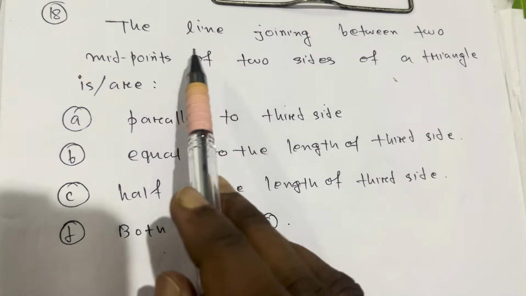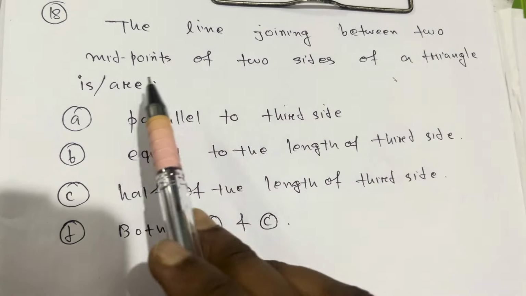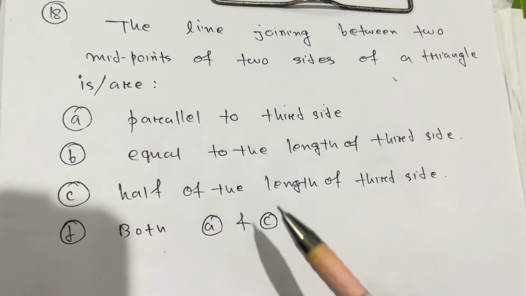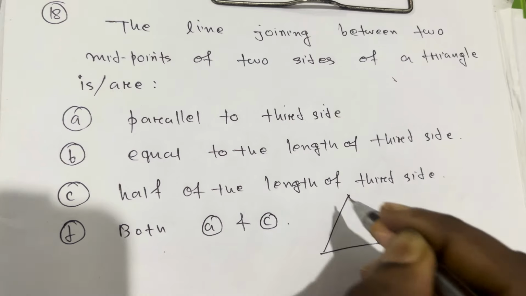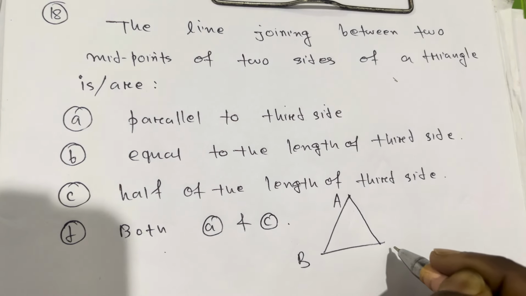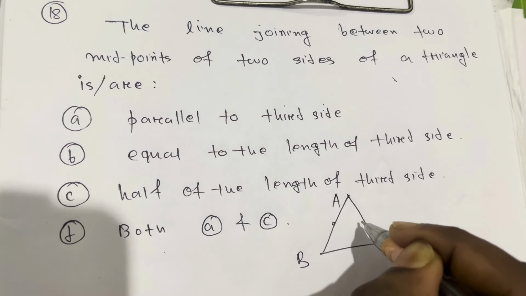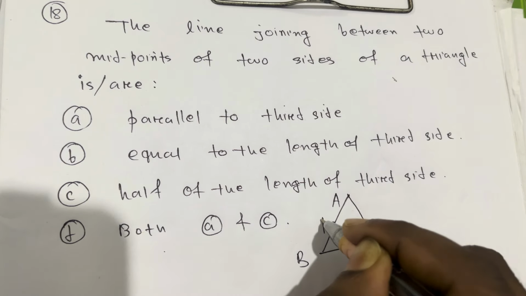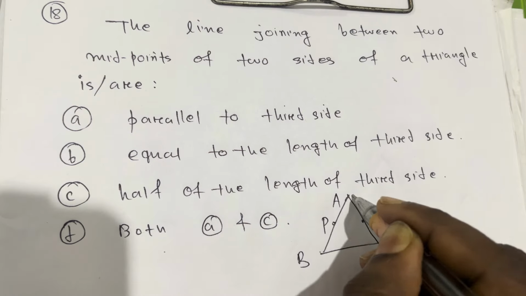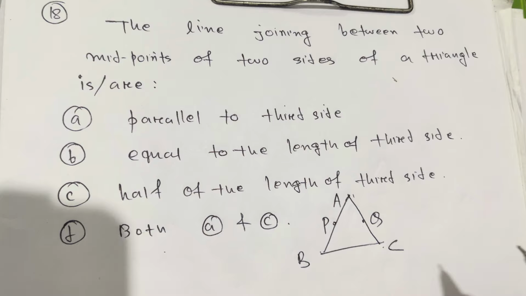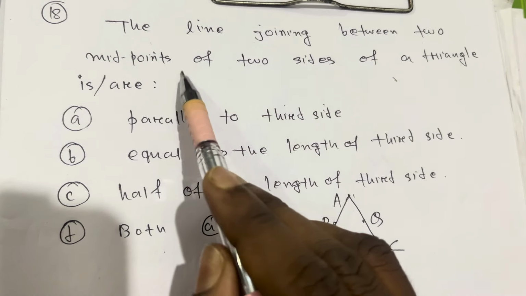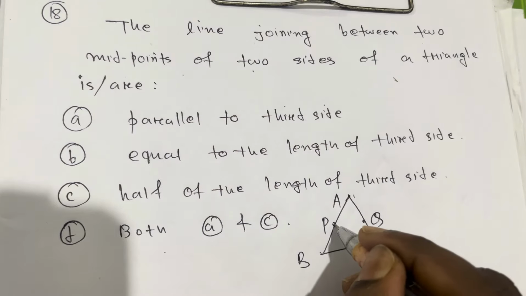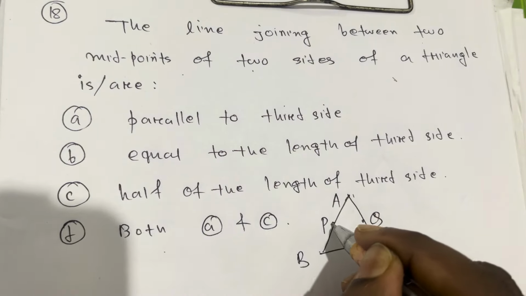Question number 18. The line joining the midpoints of two sides of a triangle is what? Suppose this is a triangle, and the name of the triangle is ABC. If you join the midpoints of two sides of a triangle, suppose P is the midpoint of AB and Q is the midpoint of AC. If you join P and Q, you will get a line segment.